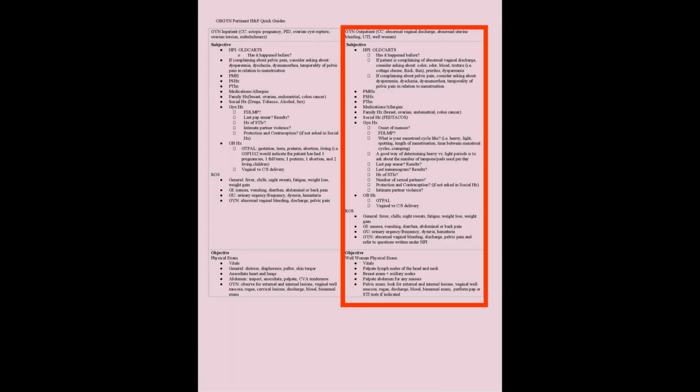Okay, so this is the OBGYN H&P quick guide. It's divided into GYN inpatient and outpatient, and then on the second page, it's divided into OB inpatient and outpatient. This is like the bare bones of what you need to have when you're on your rotation. So you can use it as a foundation and then elaborate on it as you develop your clinical skills. I'm going to go over the GYN outpatient because the inpatient essentially is very similar, just a bit more condensed.